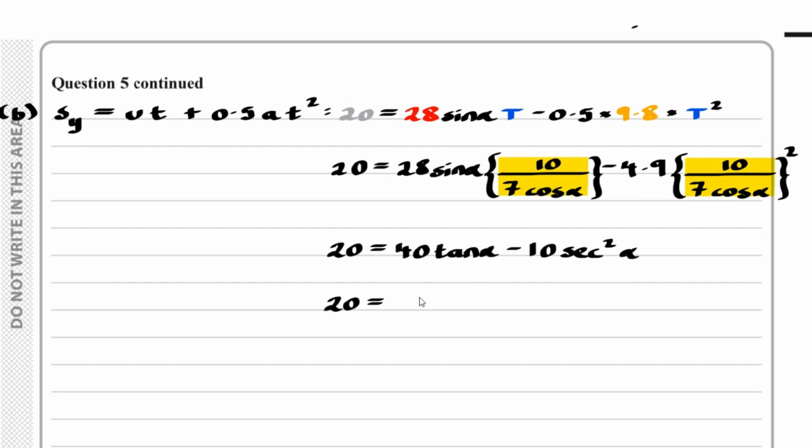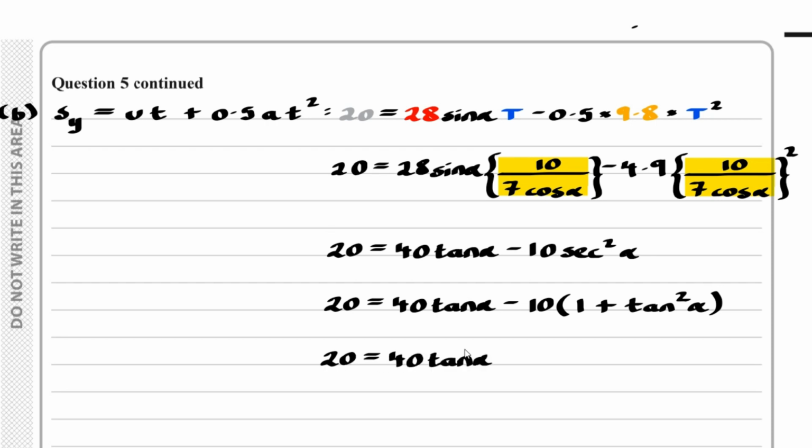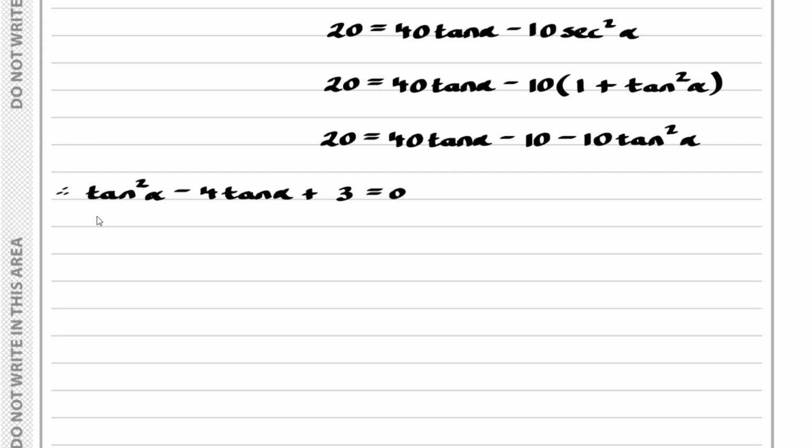So I've got 20 equals 40 tan alpha, subtract 10 multiplied by sec squared, and sec squared is the same as 1 plus tan squared alpha. So I've got 20 equals 40 tan alpha, subtract 10 tan squared alpha. Which means if I simplify this, we end up with tan squared alpha subtract 4 tan alpha plus 3 equals 0.